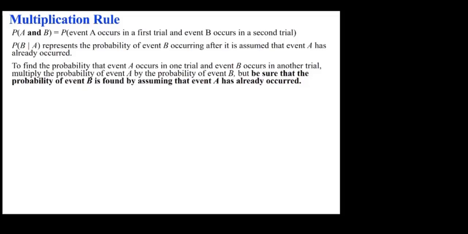To find the probability that event A occurs in one trial and event B occurs in another trial, multiply the probability of event A by the probability of event B, and be sure that the probability of event B is found by assuming that event A has already occurred. This is the multiplication rule, and it becomes clear as we look at examples.